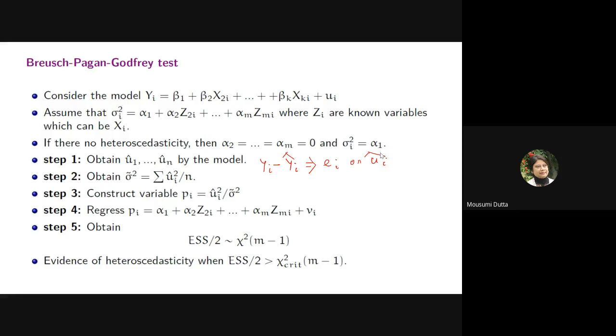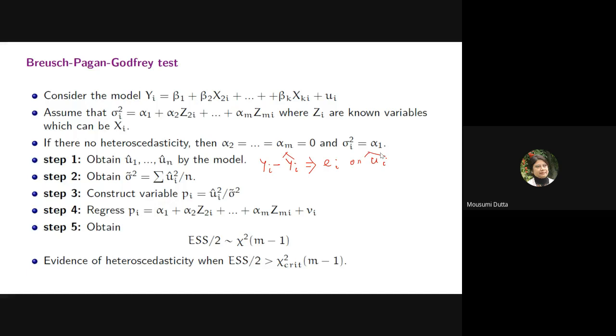And then it is telling us you have to find out summation ei square by n. So residual sum of squares divided by number of observations. This we are calling sigma tilde square. We have to construct a variable pi, which is the square of the residual divided by RSS by n, or in other words, sigma tilde square.